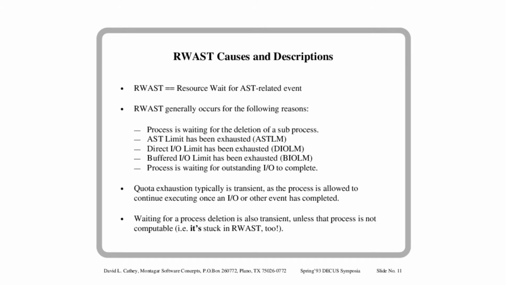Other ones are AST, direct I/O limit, and buffered I/O limits being exceeded. Those are also very common, especially if you're using those limits as flow control. What will end up happening is, as I do 50 ASTs, there's also a couple of other ones in there as well, but those are the three big ones. As I exhaust that quota, I get put into the RWAST mode just to make sure that I get set up on the shelf until some event, a lock completing, an I/O completing, frees up whatever resource I'm waiting for. The one that gets most people, though, that I've noticed, is the process waiting for an outstanding I/O.